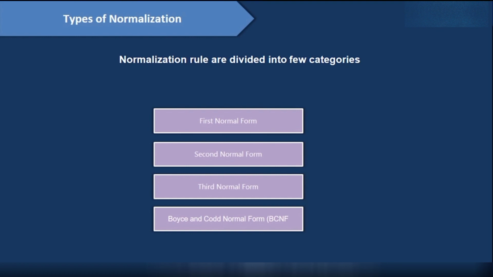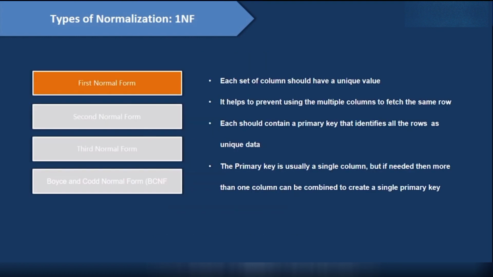So let's start with first normal form, which is known as 1NF. Each set of columns should have a unique value. It also helps to prevent using multiple columns to fetch the same row. It should contain a primary key that identifies all the rows as unique data. The primary key is usually a single column, but if needed, more than one column can be combined to create a single primary key, that we already know.